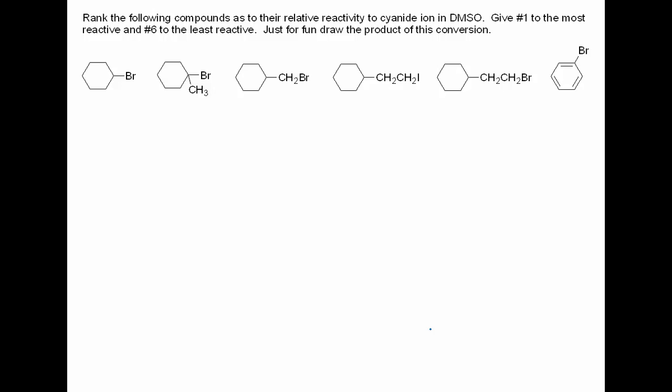Okay? All right, so here's a problem for you. Rank the following compounds as to their relative reactivity to cyanide in DMSO, which is a typical SN2 reaction. You're just ranking these in their ability to undergo the SN2 reaction. Okay? And I'll just say, just for fun, draw the products of each of them doing the conversion. All right, so you should go ahead and do this, pause the video, and then restart it, and you'll see the answers.